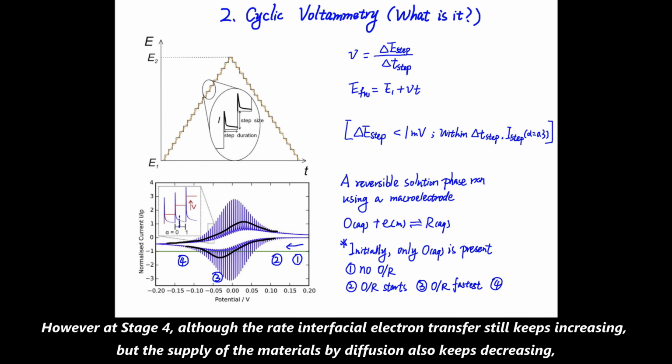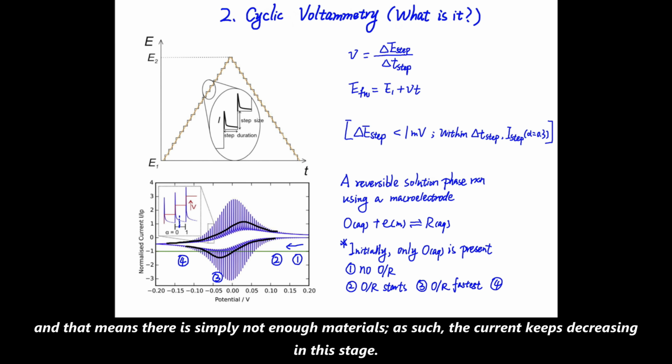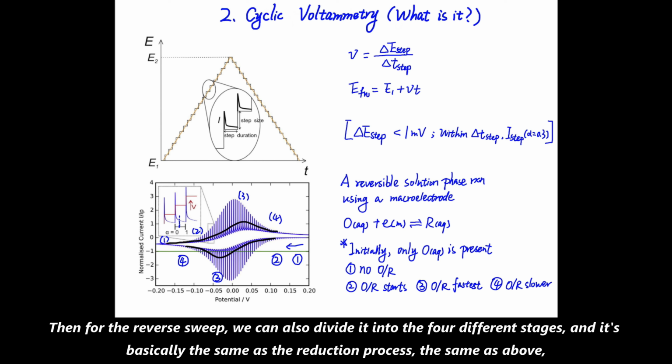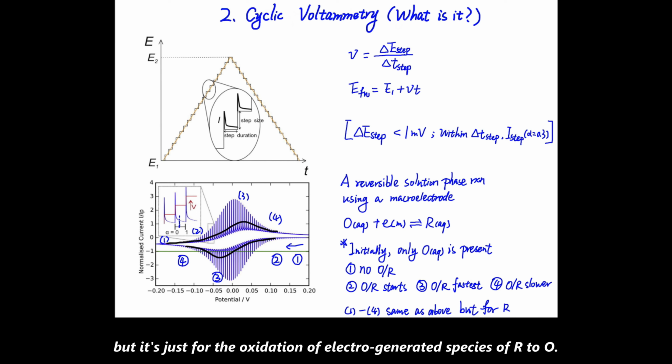However, at stage 4, although the rate of interfacial electron transfer still keeps increasing, the supply of the material by diffusion also keeps decreasing, and that means there is simply not enough material. As such, the current keeps decreasing in this stage. Then for the reverse sweep, we can also divide it into 4 different stages, and it's basically the same as the reduction process above, but it's for the oxidation of the electrode-generated species R to O.